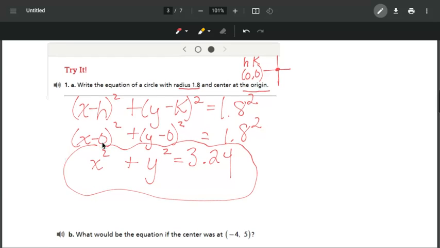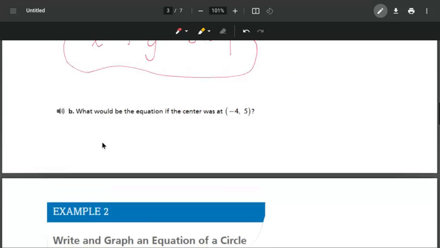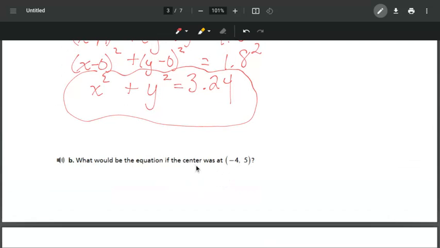Then part B says, what would the equation be if instead of the center being at the origin, the center was at (negative 4, 5)? It would look really similar, except the h instead of 0 would be negative 4, and the k would be 5. So I would take my equation again, (x minus h) squared plus (y minus k) squared equals, and my radius is still 1.8, so 1.8 squared.